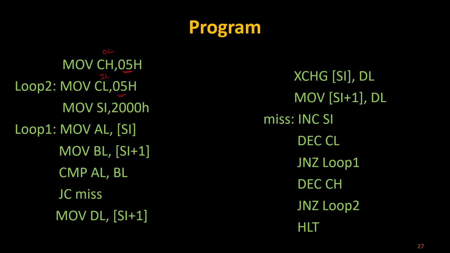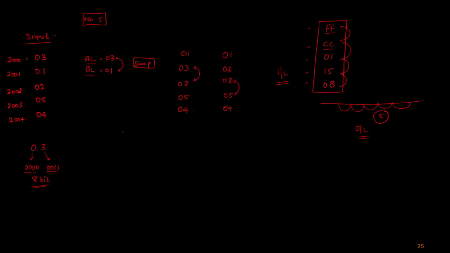And the values of my array are going to start from the memory location 2000. So I am putting that 2000 inside my SI, which is the source index. After that, I am moving those values into AL and SI plus 1 into BL, which means, as in the previous case, we moved your 03 and 01, right?